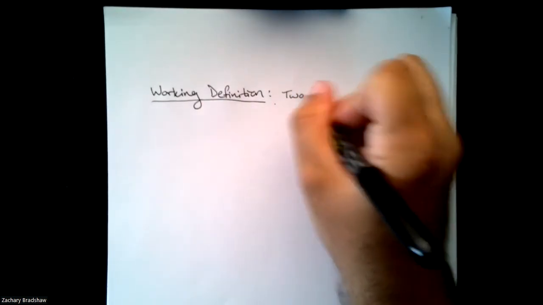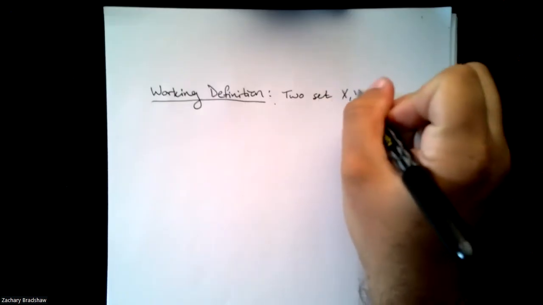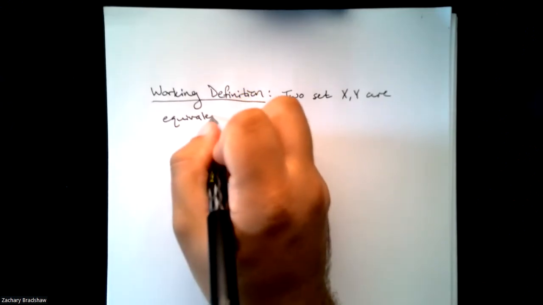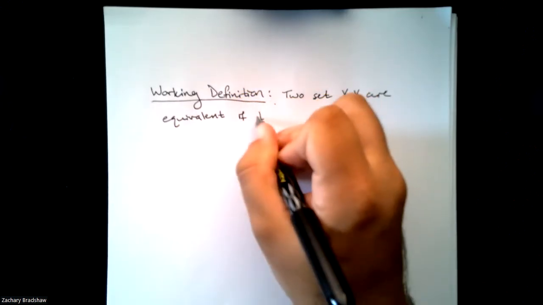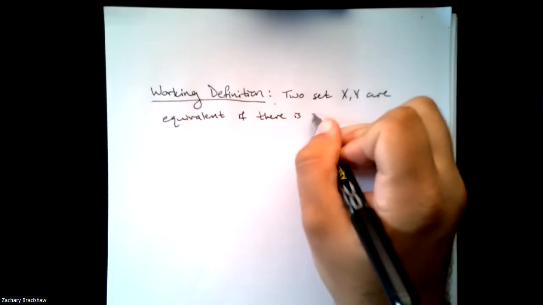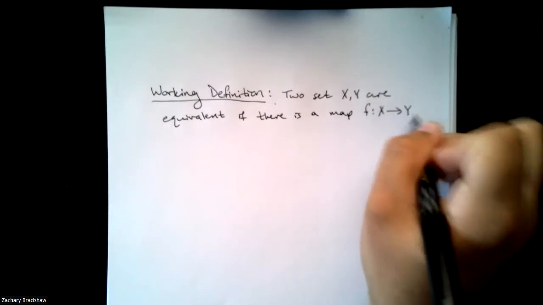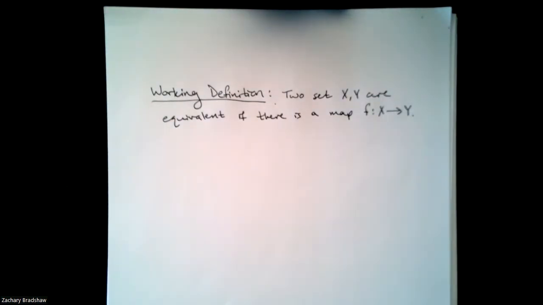Let's say that 2 sets x, y are equivalent if there is a map f from x to y. So actually, it turns out that this is a very bad definition. You can always define a map between 2 non-empty sets. So this definition is much too weak. It implies that all sets are somehow equivalent to each other.